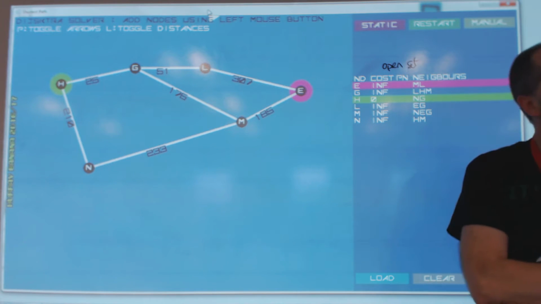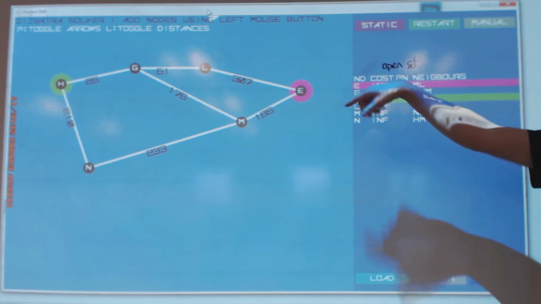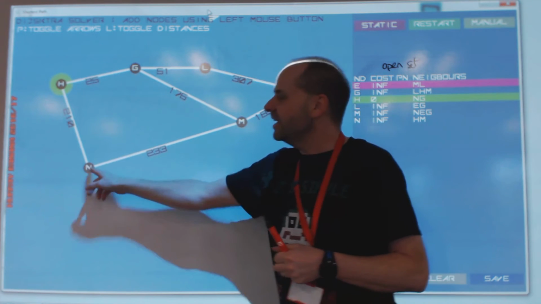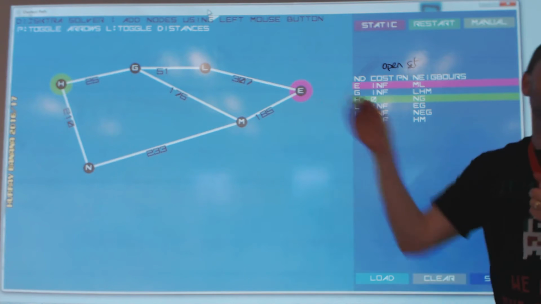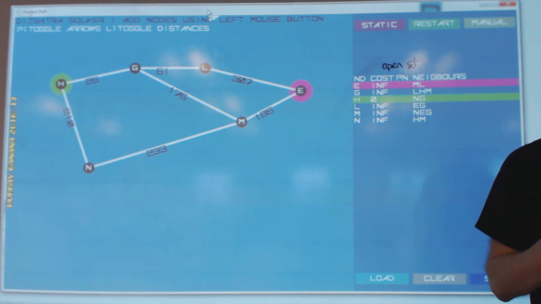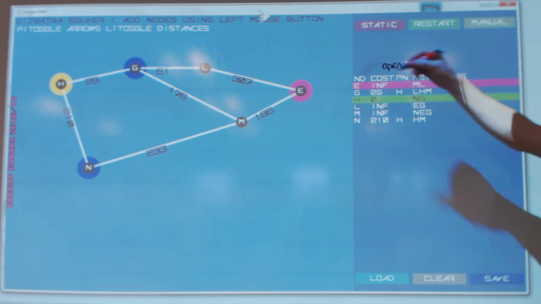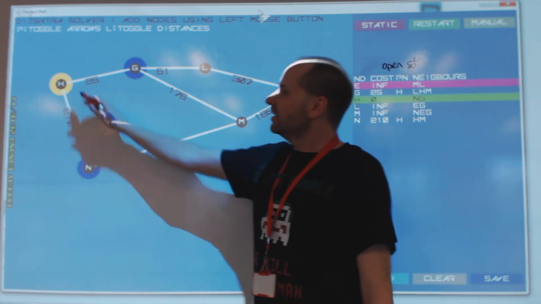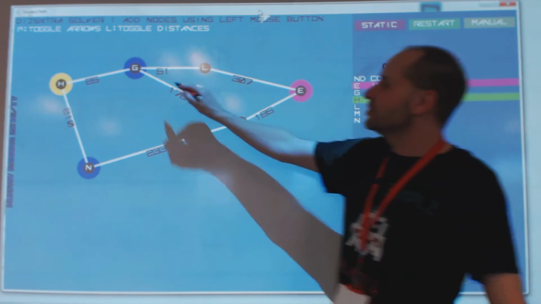Right, so what we then do is we say, okay, who are the neighbours? We can see from the diagram that G and N are neighbours of the H node. So we look at the neighbours and we say, how much is it going to cost us to get to those two neighbours? So I'll just move the algorithm on. The blue ones that are highlighted, yellow just means the current node we're investigating. So we've highlighted the G node.